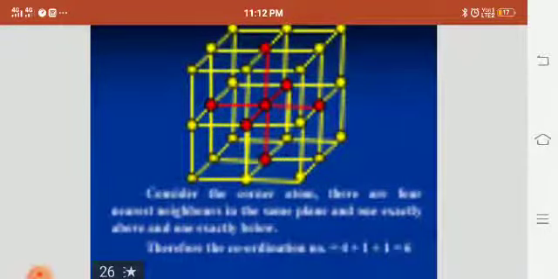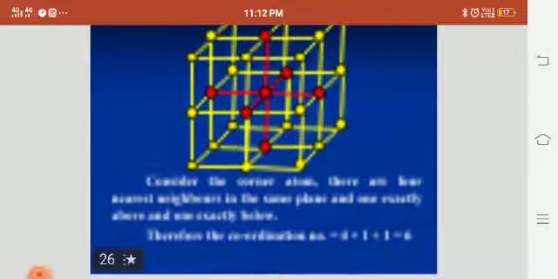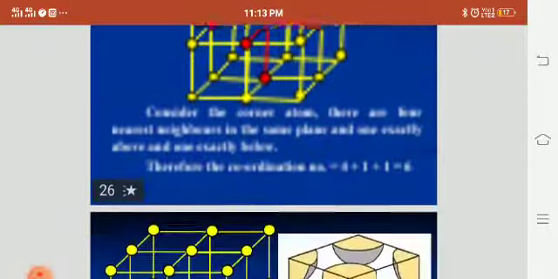This is the structure of simple cubic material. Here we can consider the atoms which are at nearest neighboring distance. So for each corner atom we have 6 neighbors. So the coordination number of simple cubic structure is 6.